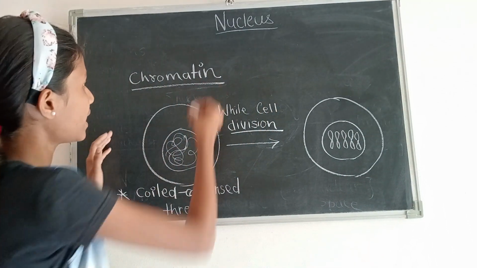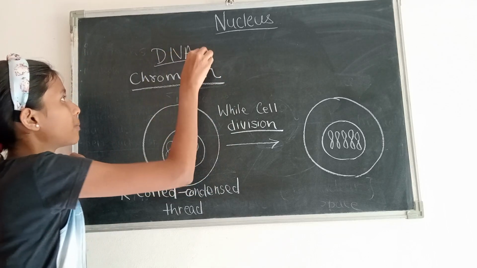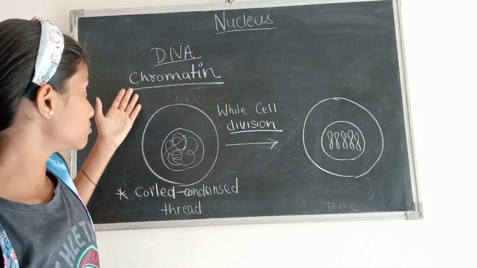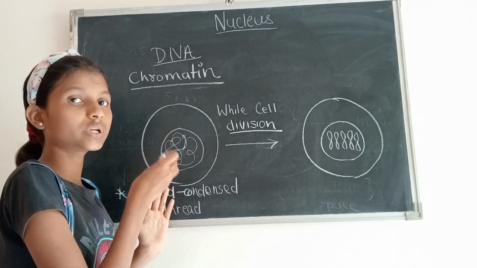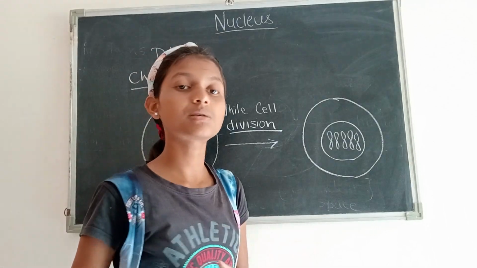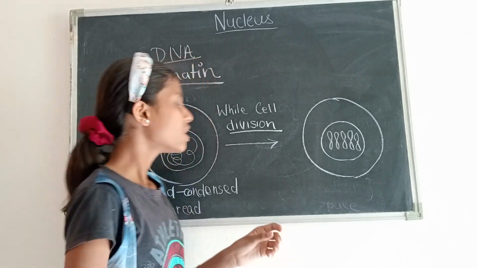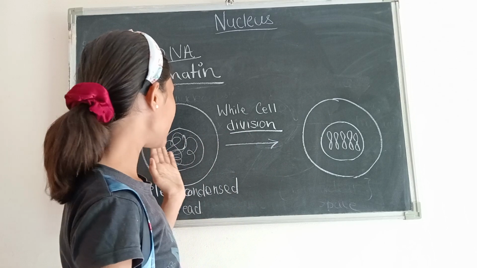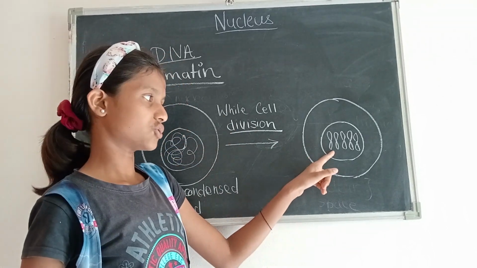Okay, and chromatin and DNA is one only. But DNA is present in the coiled form inside the nuclear membrane, and only while cell division, when the cell is about to divide or is dividing, during this process only, instead of this coiled structure, it condenses and shrinks to form this type of structure.